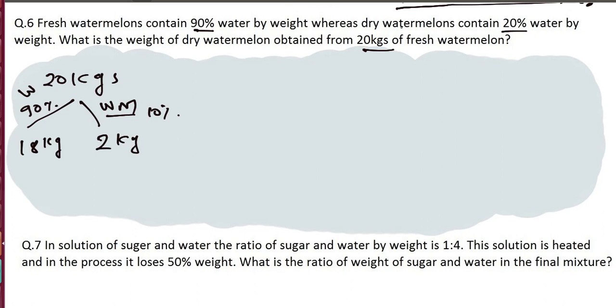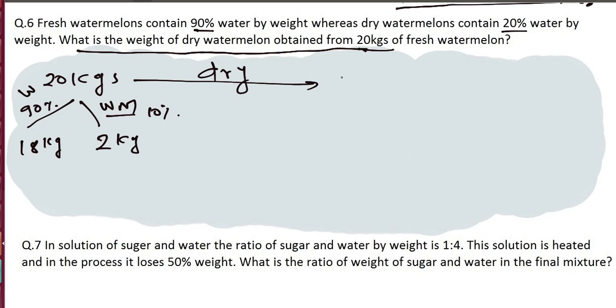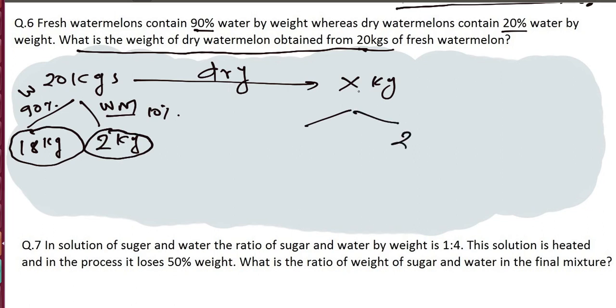right? Now dry watermelon contains 20% water by weight. What is the weight of dry watermelon obtained from 20 kgs? Now we are going to dry this. When we dry this, we will get some x kgs of watermelon, right? Now when we dry this, only water will be evaporated, or water will go out. This 2 kg solid part will not be evaporated, this will remain in the dry, right? That means this dry watermelon will contain some water and some solid or watermelon part, right? So that solid part is 2 kg, that will not be evaporated.